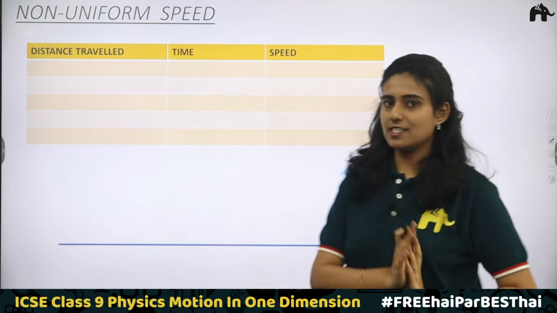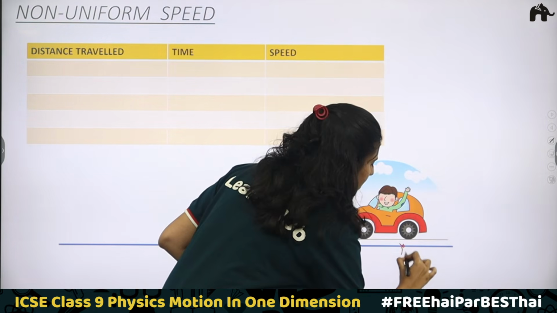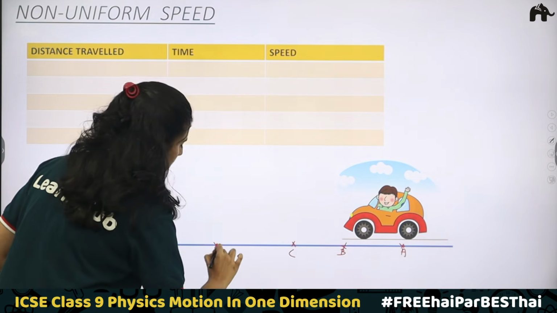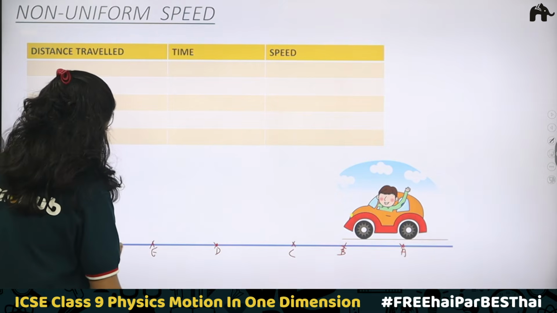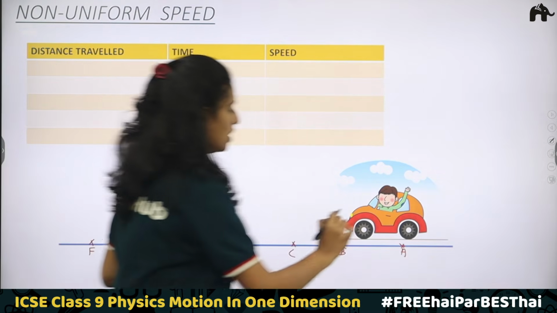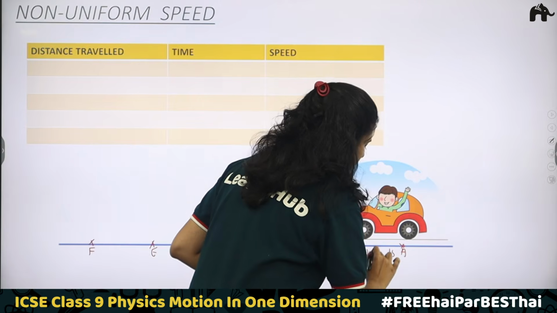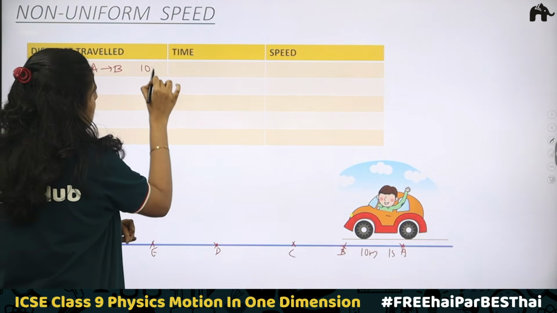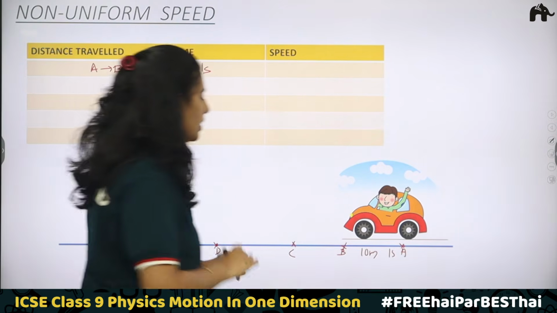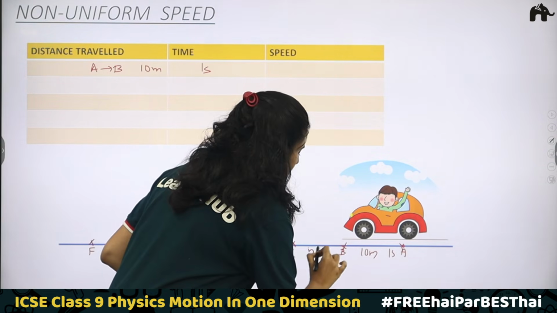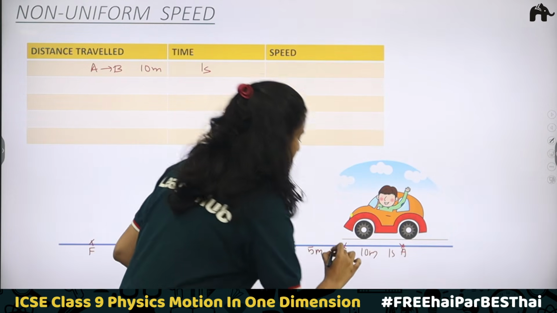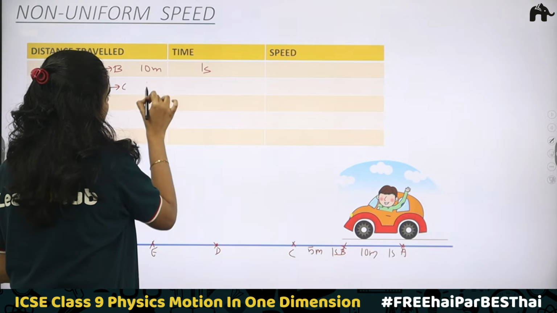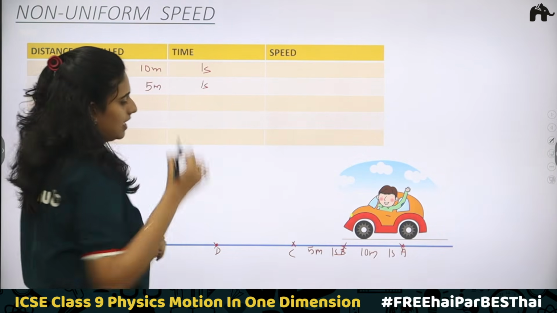Non-uniform speed. The boy starts from A. He reaches a point B. B to C. C to D. D to E. And E to F. F is his final position. So in the first 1 second he travels a distance of 10 meter. That is from A to B he travels 10 meters in 1 second. From B to C now he travels just 5 meters in the next 1 second.